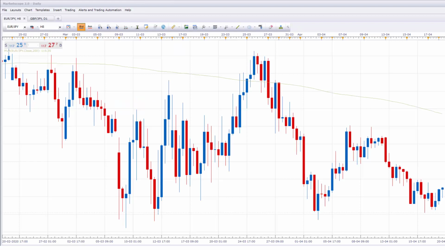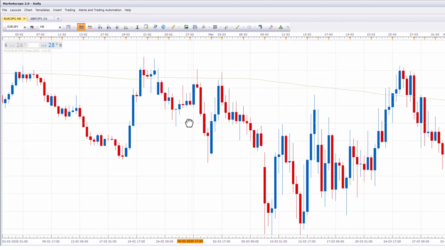Let's take a look at this euro yen pair on the 8-hour chart. You can see there are multiple pin bars on this chart, but keep in mind not all pin bars are tradable, and I'll explain in a while which ones you should trade to have a higher probability of success. After the formation of this bearish pin bar, you can see that the market went down by several pips.